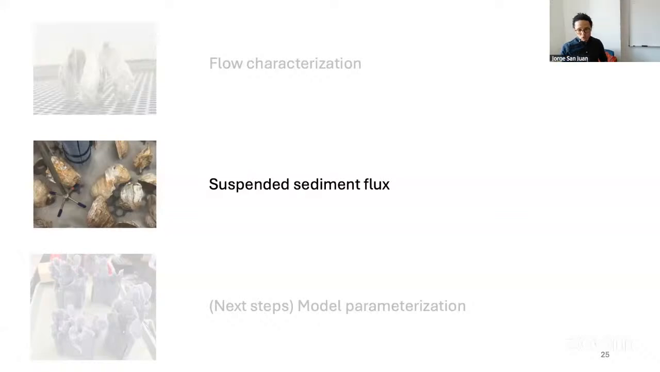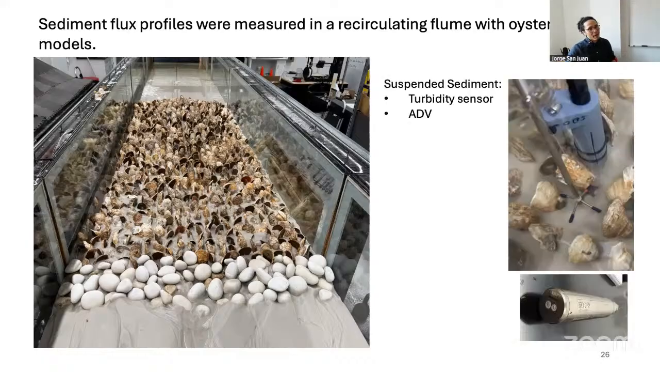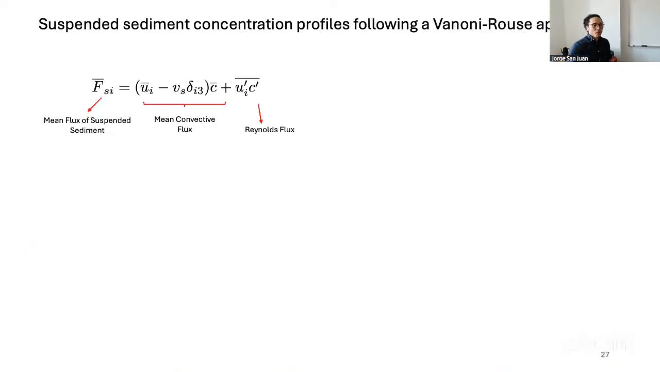So looking into the suspended sediment flux, the only difference that we made this time was just to fill it with sand. It was sand of around 150 microns. We took suspended sediment measurements as a proxy with a turbidity sensor and an ADV. And then we also have a water sampler. We had some issues with the water samples later, but we're going to see some approximation of the suspended sediment transport.